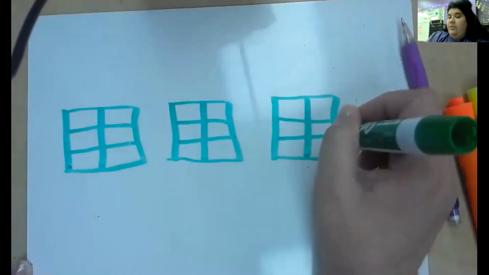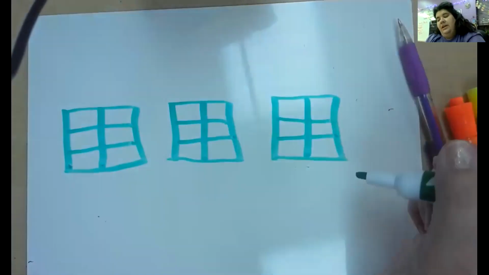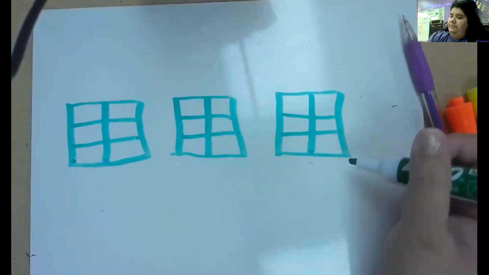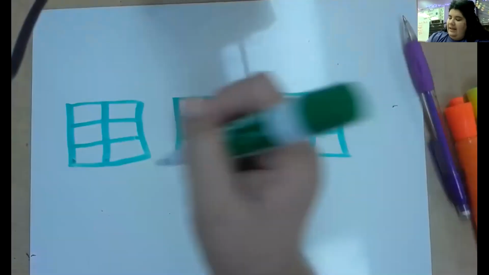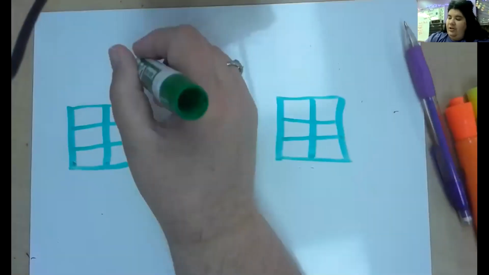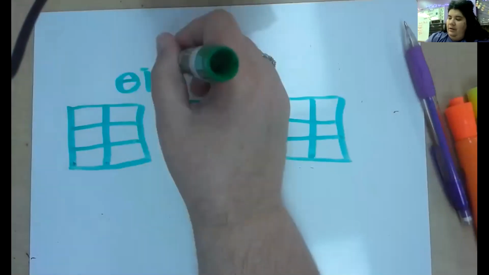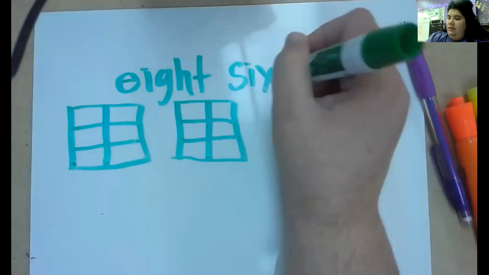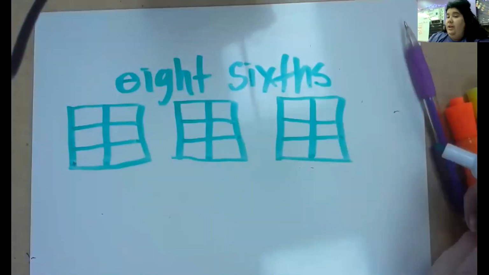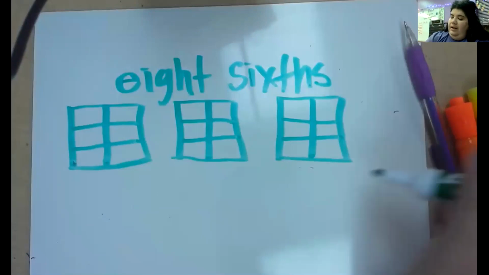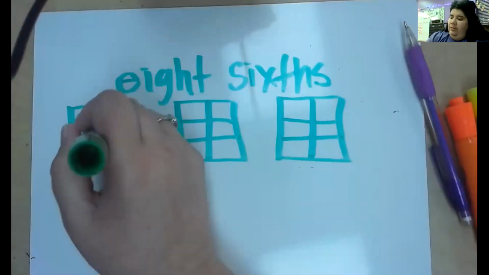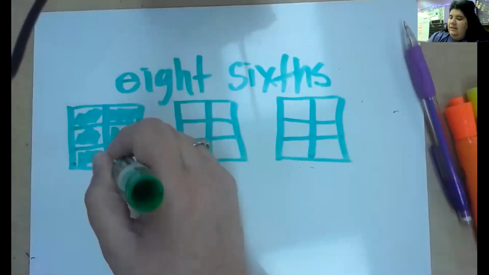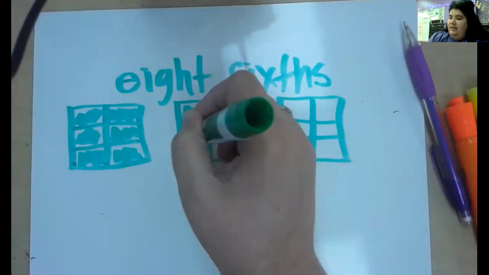Now, on your paper today, they should already have the shapes, but if they don't, you know how to draw them. So let's say that when I look at this, it wants me to show 8/6. Now that sounds crazy, but we know how to do it. I have 1, 2, 3, 4, 5, 6, 7, 8.